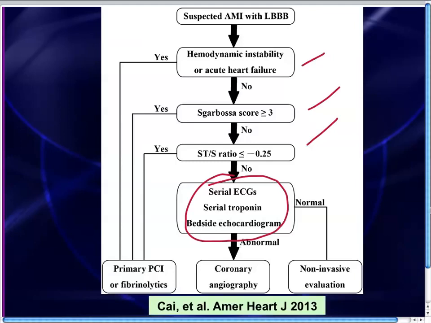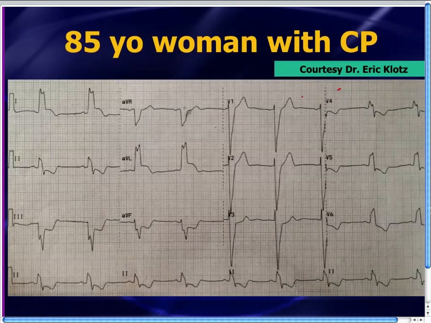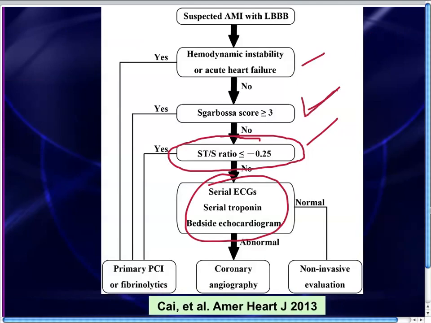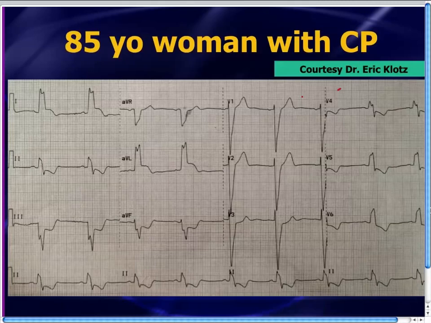All right, so this is just a proposal. It has not been validated yet. I would say that there's enough data to say that this ought to go for cath or lytics as well. So if they're unstable or have acute heart failure, or if they have Sgarbossa A or B, you're done. That patient could go for cath or get lytics.